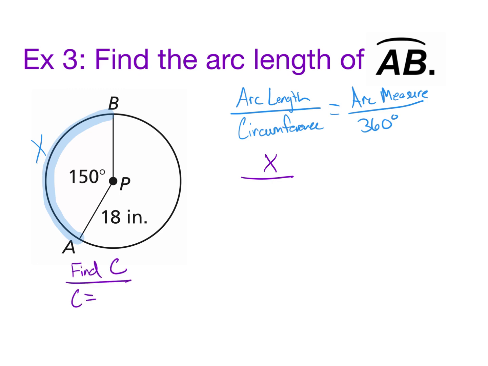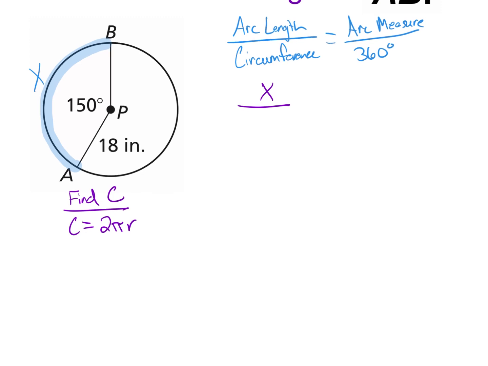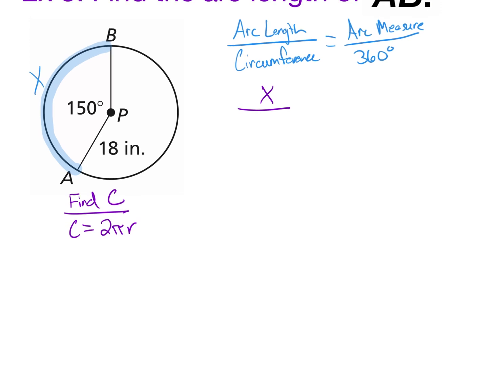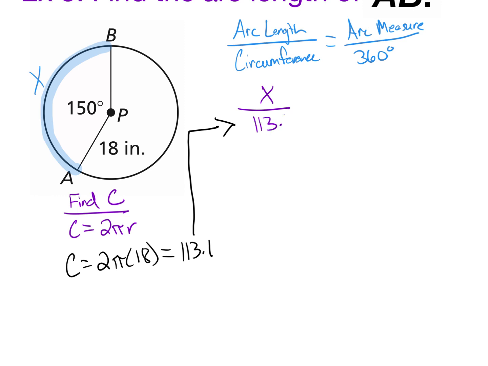And circumference is equal to 2 pi r. And my r is 18, right? Circumference is equal to 2 pi times 18. What do y'all get when y'all put that in your calculator? Yeah, so it ended up being 113.1. And that's my circumference. Once I find it, I can plug it in for circumference, because that was what was on bottom, and I replaced circumference with how much it equaled, 113.1.